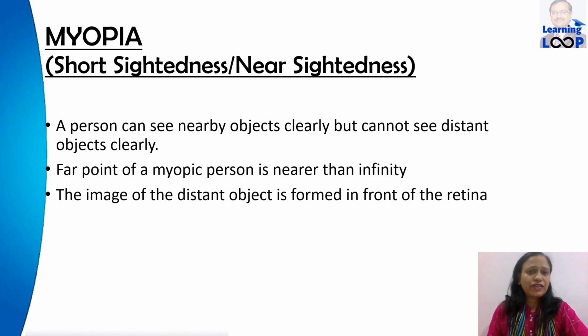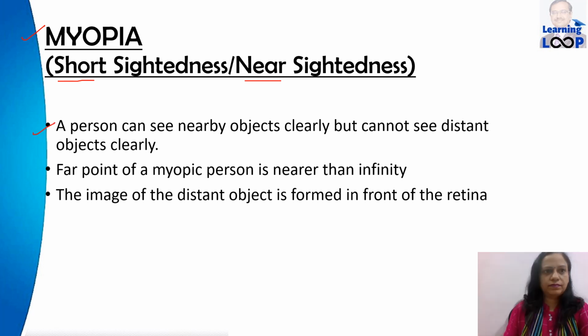So the first defect of vision that we need to talk about is myopia. As you can see, myopia is a short word. So it stands for short-sightedness. That is how you can remember it in an easy way. Short-sightedness or nearsightedness, that refers to myopia. When I say nearsightedness, it means I can see the nearby objects clearly because I am nearsighted, but I am not able to see the distant objects very clearly. So that is what this defect actually means. A person can see nearby objects clearly, but he is not able to see the distant objects clearly.